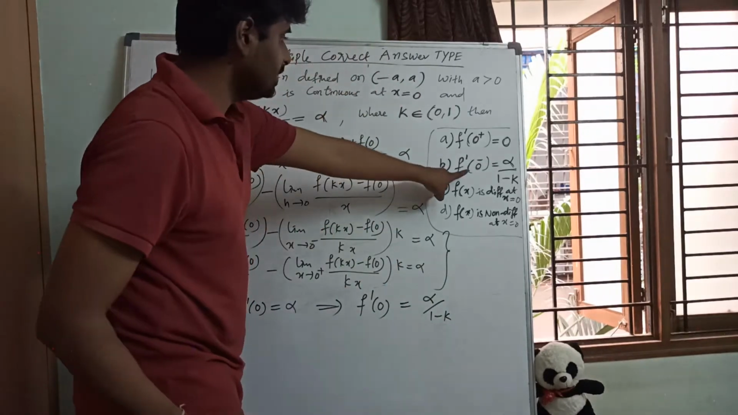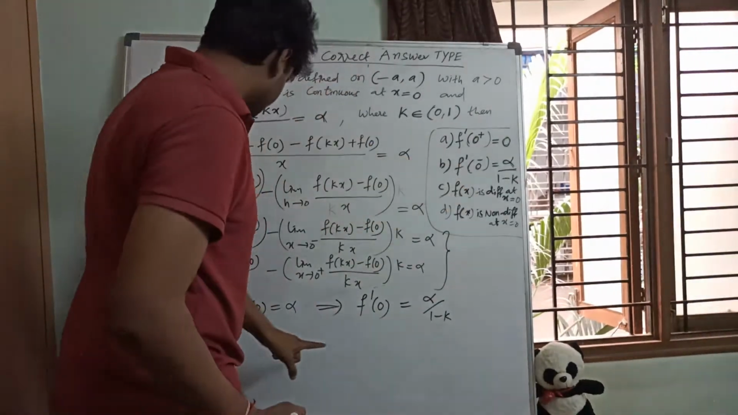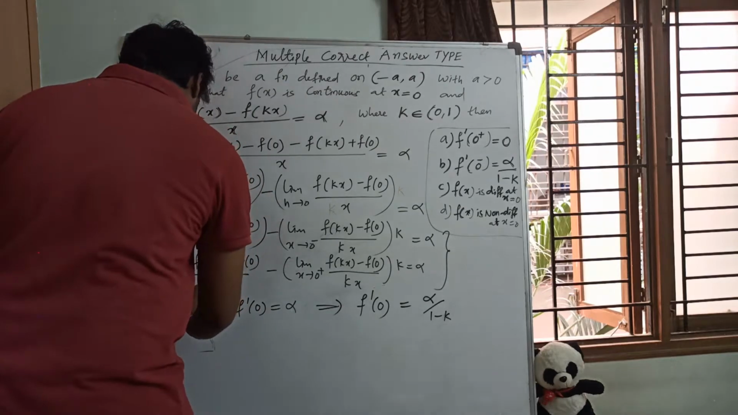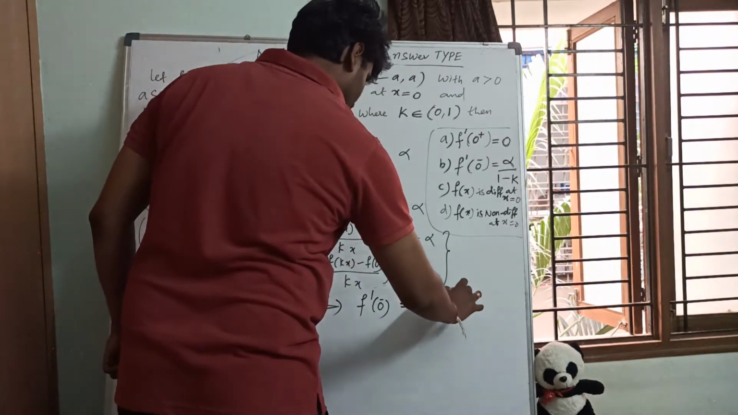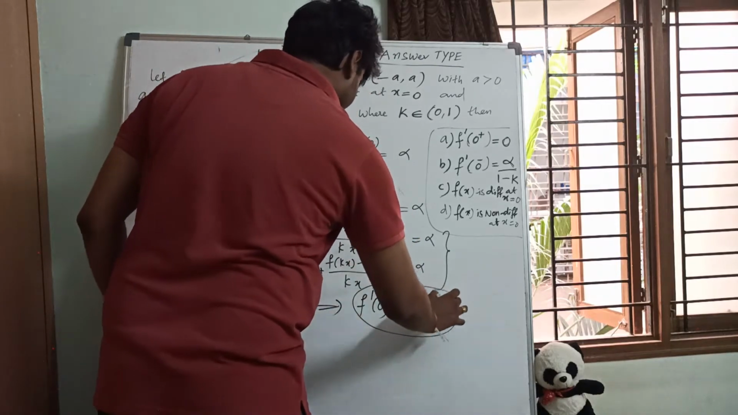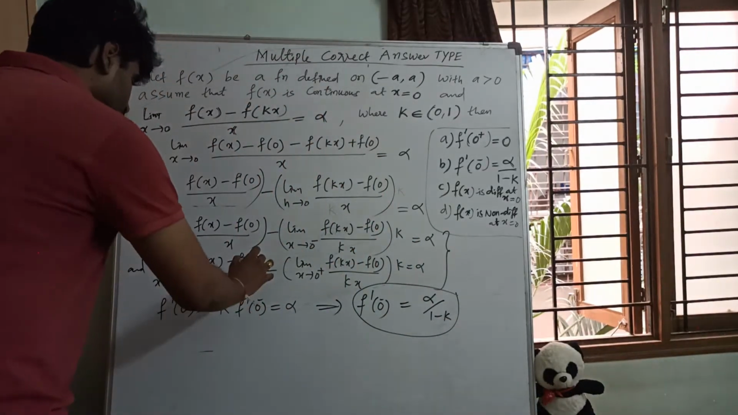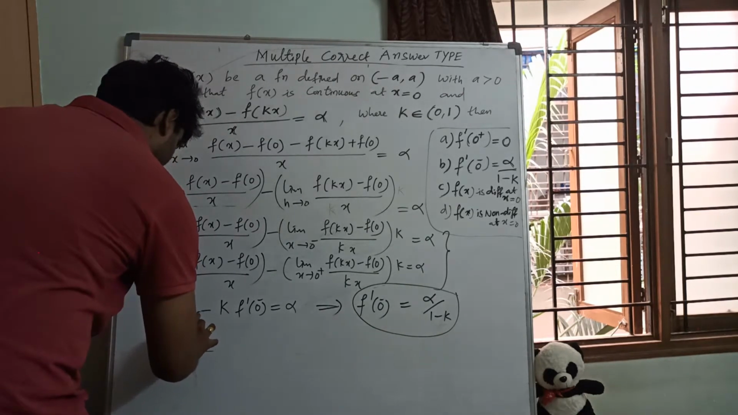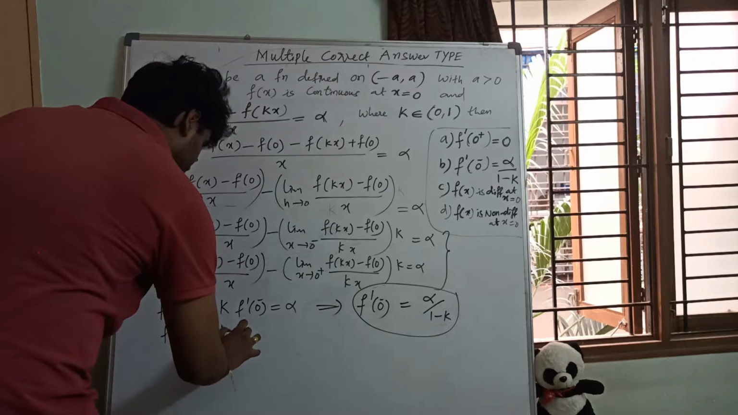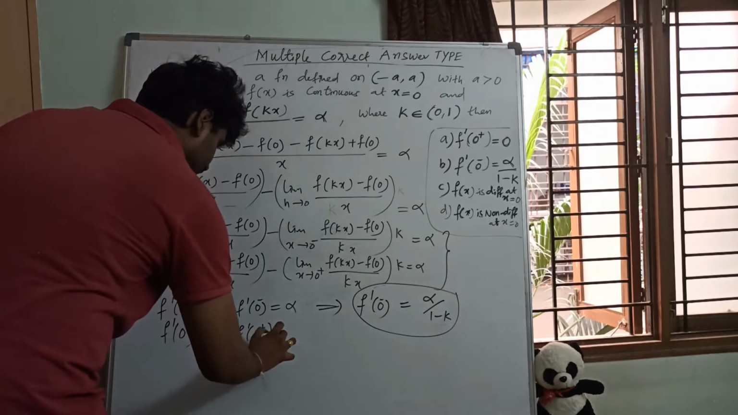Is it correct? See, f dash of 0 minus, okay? So f dash of 0 minus, I am taking common here from first, so alpha by 1 minus k. Similarly, from these two also, what is this? f dash of 0 plus minus k into f dash of 0 plus equals alpha.